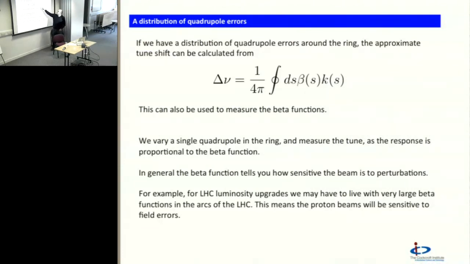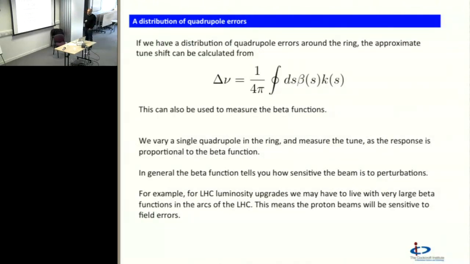K is some additional quadrupole strength at the position s. Beta is the local beta function. I integrate around the ring the product of K and beta, normalized to 4 pi, and this gives you my tune shift. So that's a very, very important expression. It's also used to measure beta functions, because if I artificially change the K of a magnet at some point and measure the tune, the amount of tune change is proportional to the local beta function. So I can measure beta functions this way as well.